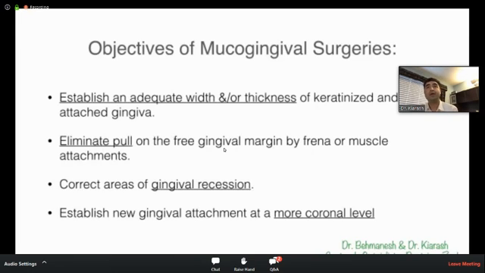So what's the objective? The indication and the objective are directly correlated. We need to establish adequate width and thickness, no longer just width, but also thickness of attached and keratinized tissue. We need to eliminate any aberrant frenum or muscle pull, ideally correct the gingival recession, and as much as possible try to get coronal repositioning so we can actually eliminate the recession, the root coverage.